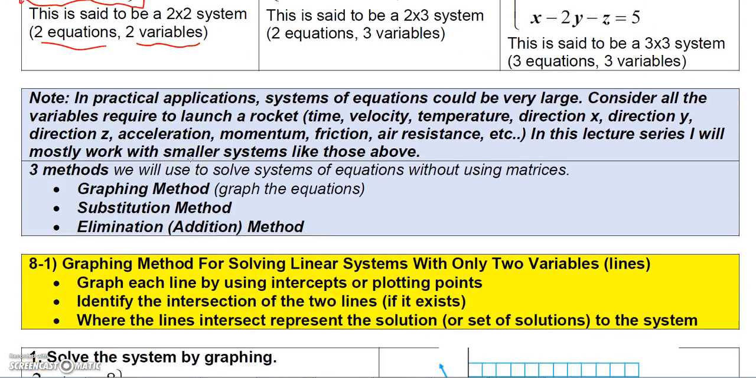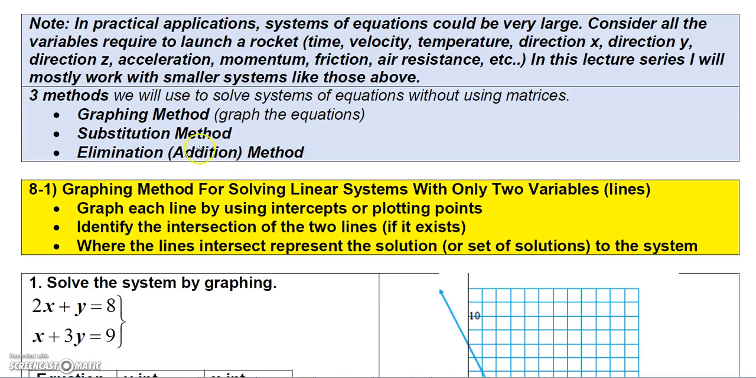Now, in practical applications, the systems of equations could be very large. So, for instance, consider all the variables required to launch a rocket. Time, velocity, temperature, direction of x, direction of y, direction of z, acceleration, momentum, friction, air resistance, etc. In this lecture series, I will mostly work with smaller systems like those I just showed you.